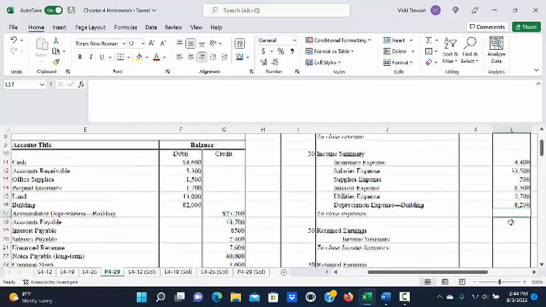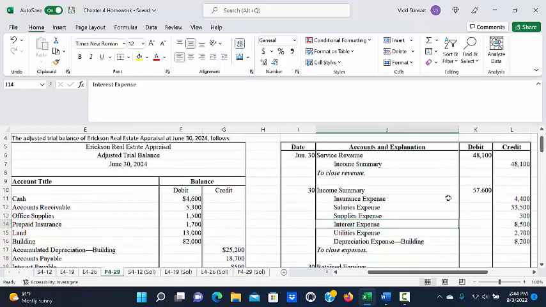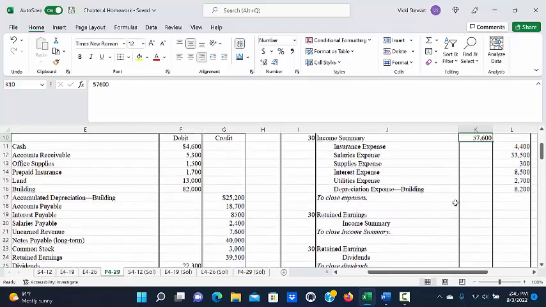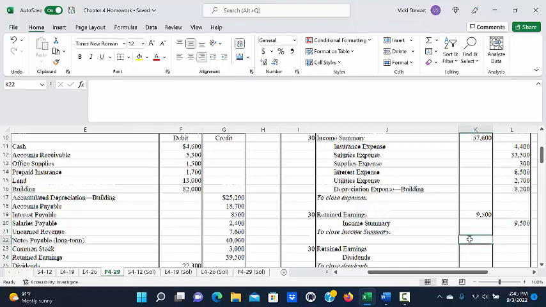Now we know that our total expenses from the income statement were $57,600, but we could also just add these amounts together. We can see that it's $57,600. Now we know that our expenses exceeded our revenue. So income summary would actually have a debit balance. So to close income summary, we would need to debit retained earnings for the net loss of $9,500 and credit income summary for the same amount. Now income summary will be zero.